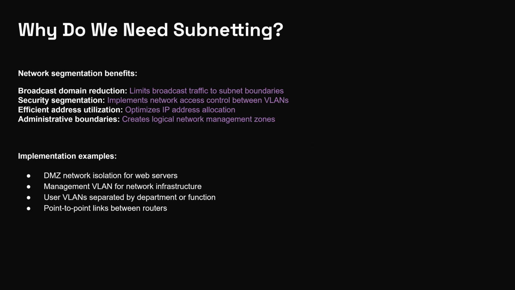So why do we need subnetting? For one, it creates some segmentation benefits, such as broadcast domain reductions, which means it'll limit the broadcast traffic to subnet boundaries, and security segmentation, as it implements network access controls between VLANs. It'll make more sense as we progress, when we begin talking about firewalls and how those firewall policies apply to IP addresses. Efficient address utilization: it optimizes IP address allocations.